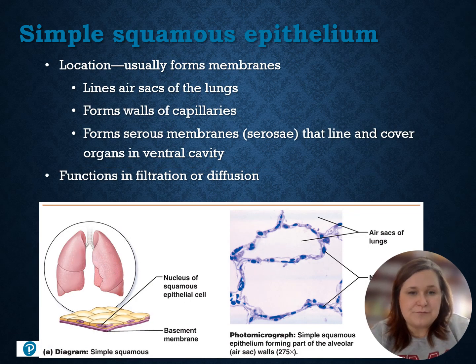So for simple squamous epithelium, the location is going to be usually within membranes. This is what's going to form our membranes. It's going to line the air sacs of the lungs, it's going to form the walls of the capillaries, and it's going to form our serous membranes that line and cover organs in the ventral cavity. The purpose of simple squamous epithelium is for filtration and diffusion.